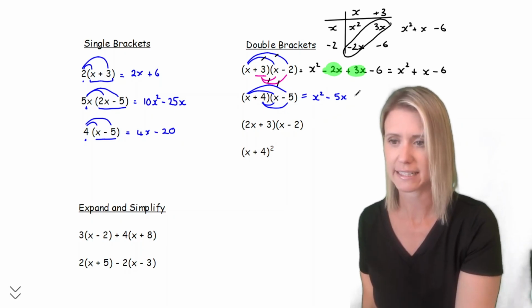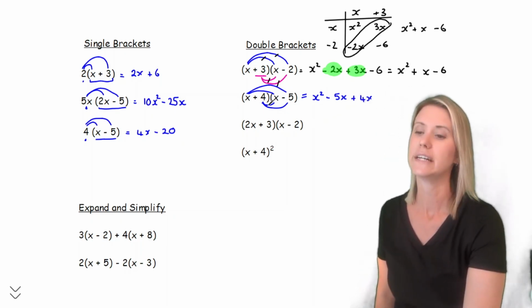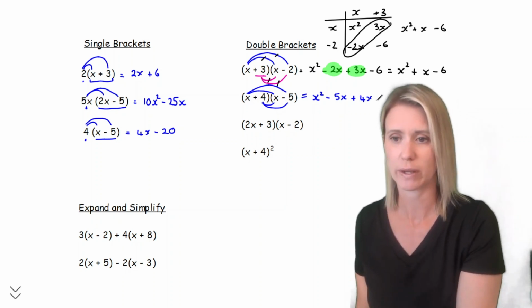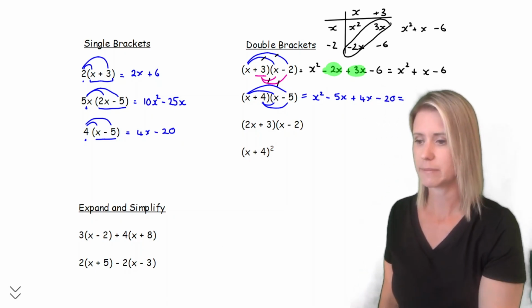4 times x is 4x. It's positive 4x because they're both positive. And positive multiplied by a negative is a negative. 4 times 5 is 20, so it's going to be minus 20. Okay, let's simplify those terms together that we can.